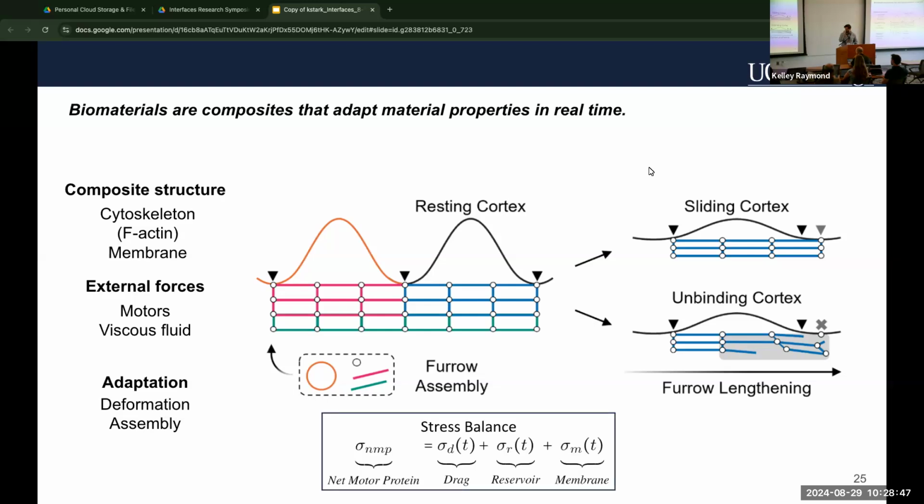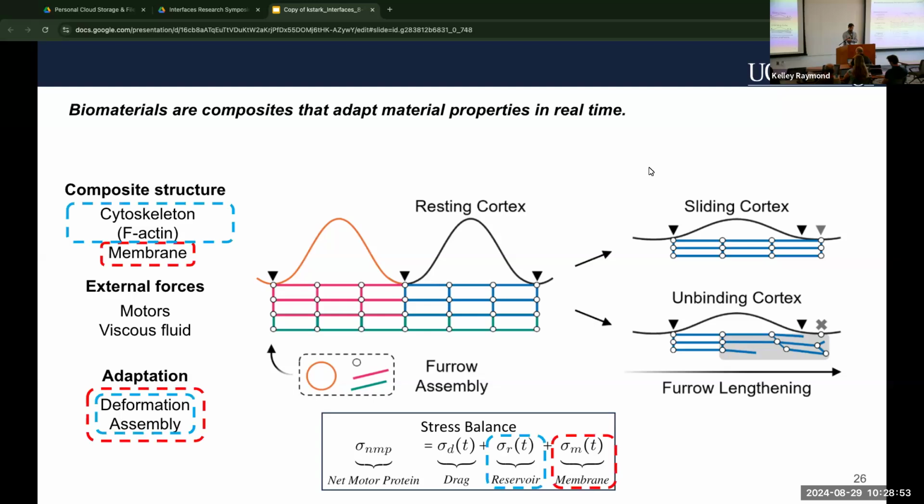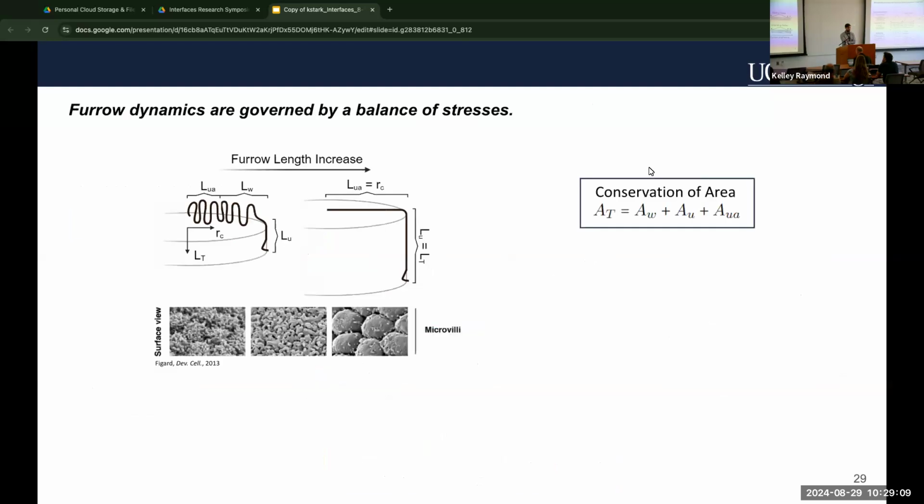And we can take all of these components and build a stress balance, a fairly simple stress balance, in fact. And we have our membrane and our cytoskeletal stresses. They're affected by adaptation. And we have some viscous fluid, or cytoplasm, as our drag stress. And we have our motor proteins, which simply pull on this thing. They put the input energy into the system.